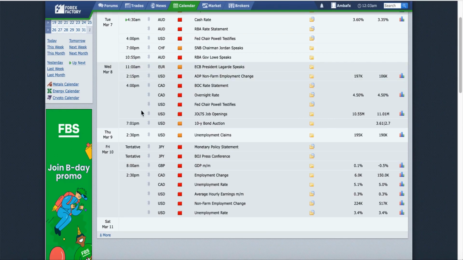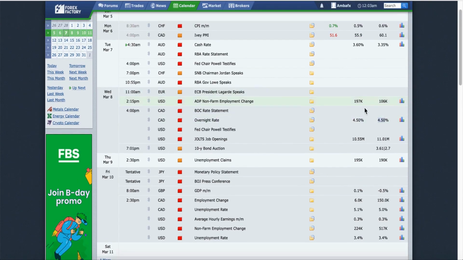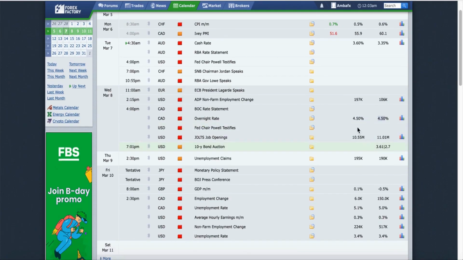And then tomorrow, which is Wednesday, we have the BOC rate statement, the overnight rate, and another testimony coming out from Powell. So here, take note of the rate statement of the Canadian dollar. They are proposing 4.50%. I think they want to stay at the previous rate, so they don't want to go higher or go lower. So let's see how it goes right there.